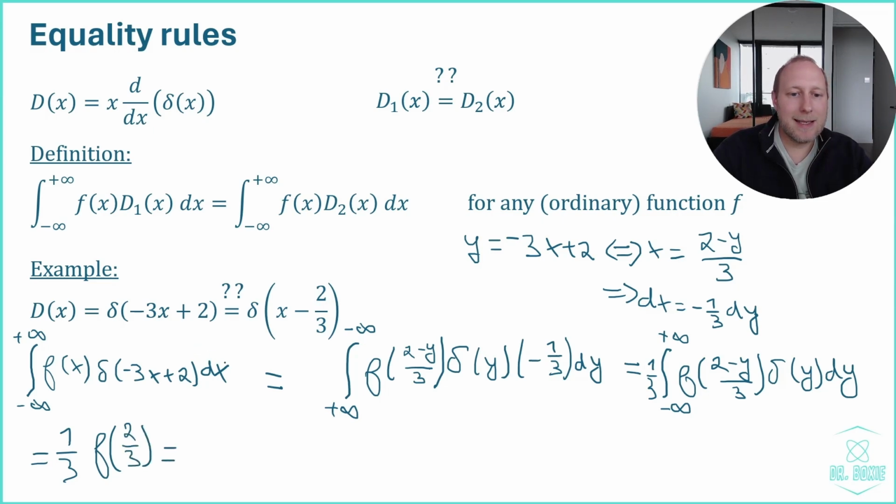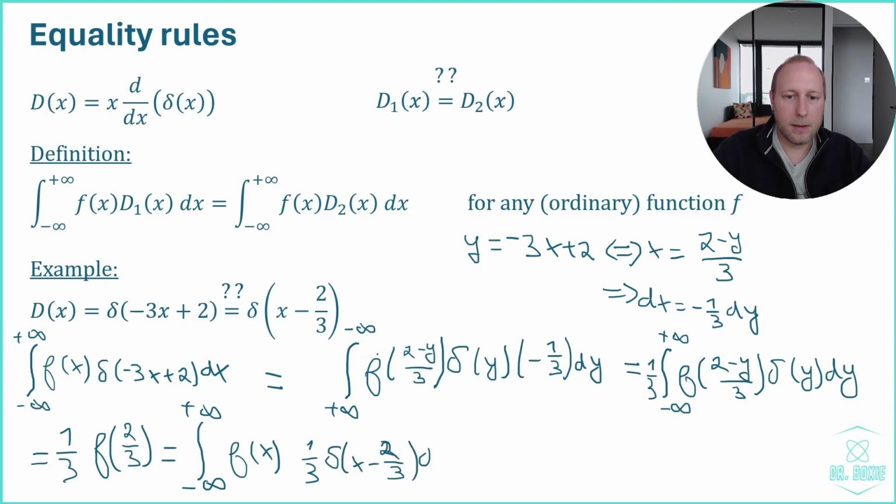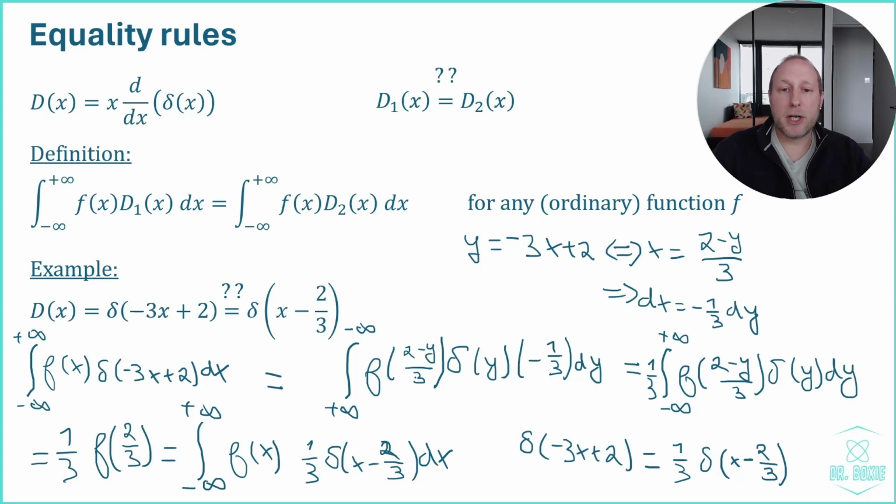Now notice that this is the same expression we would have gotten if we had integrated from negative infinity to positive infinity f of x, but not simply with delta of x minus 2/3, but with 1/3 delta of x minus 2/3 dx. And so according to the definition we gave above, the delta of negative 3x plus 2 is equal to 1/3 delta of x minus 2/3. And so these two expressions are the same according to this definition of the word equality.